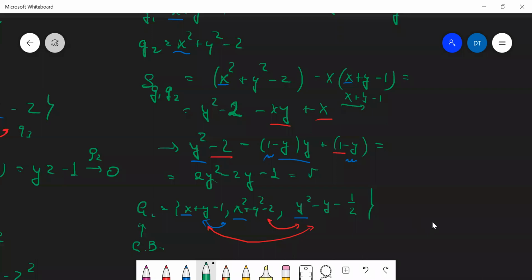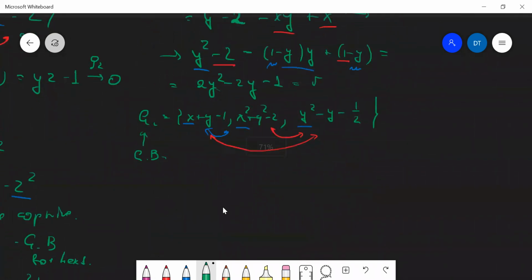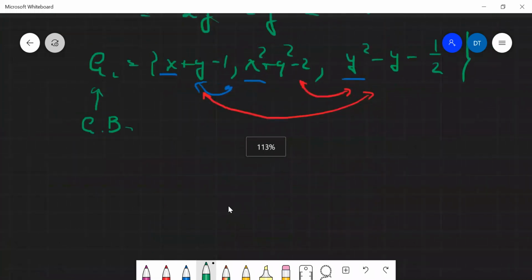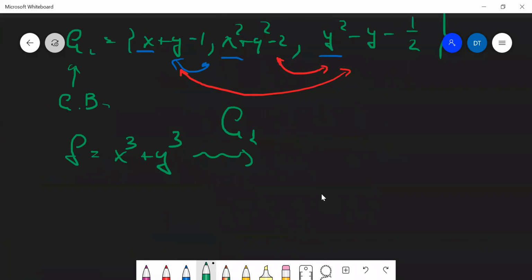Okay, so now the phase number two of our algorithm, we should take the polynomial f, which is the sum of cubes, and we want to reduce it by the Gröbner basis G1. Okay, let's try doing this. So x cubed plus y cubed, let's try to reduce it with respect to x squared plus y squared minus 2. So I would like to reduce the first term.